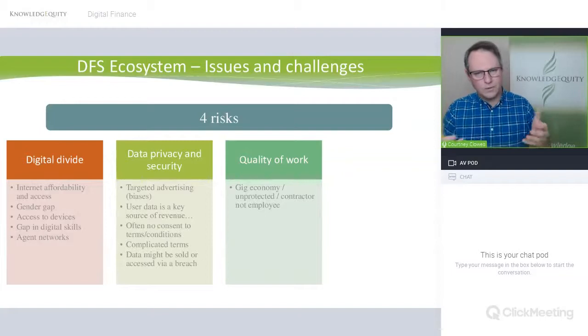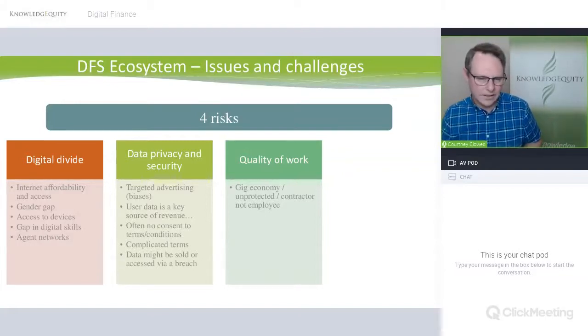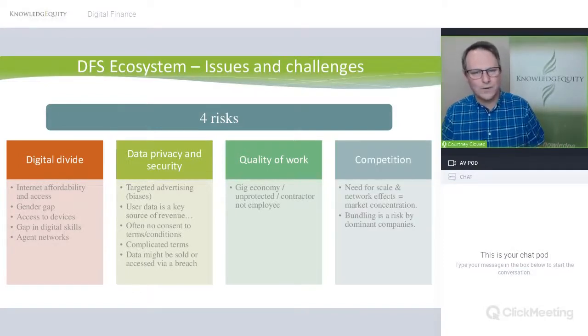The quality of work for people working in this ecosystem is sometimes available for exploitation. They're not always protected employees. They're often treated as contractors, not employees. They don't get leave entitlements. So the quality of work for employees is sometimes subpar.